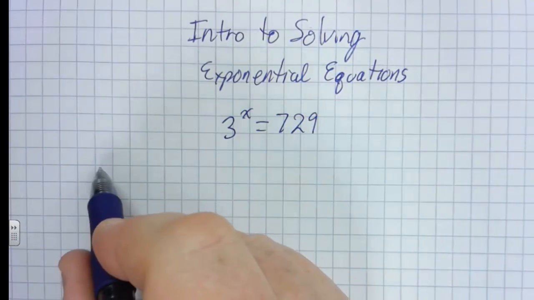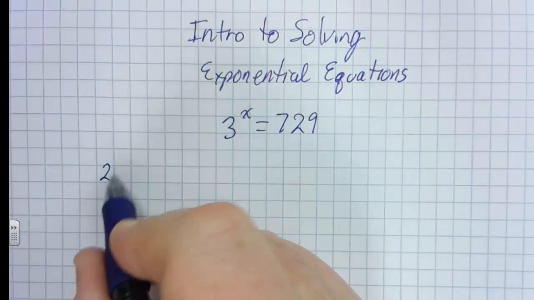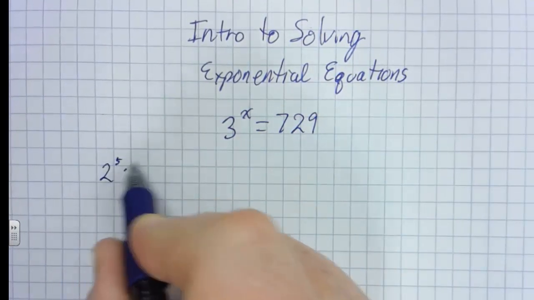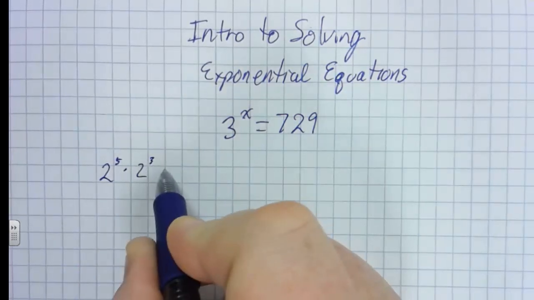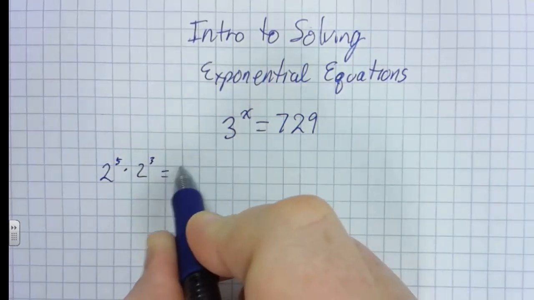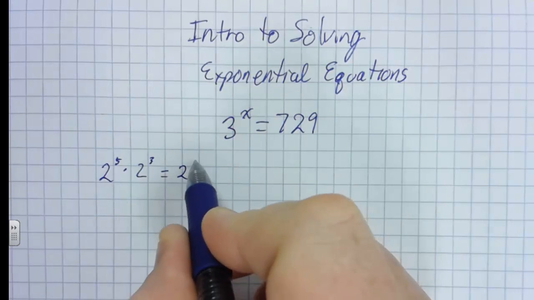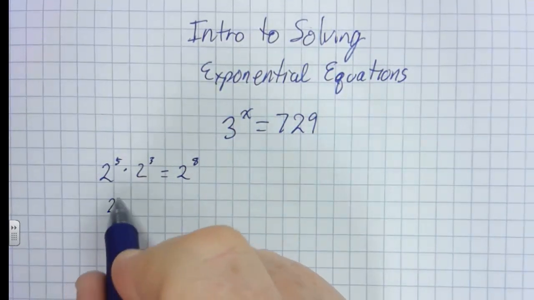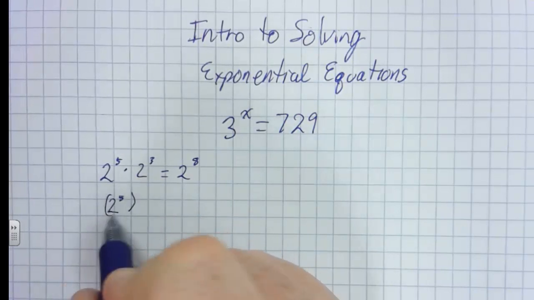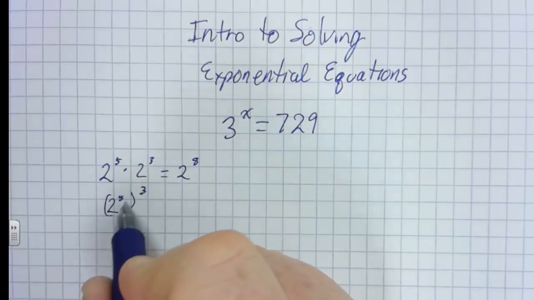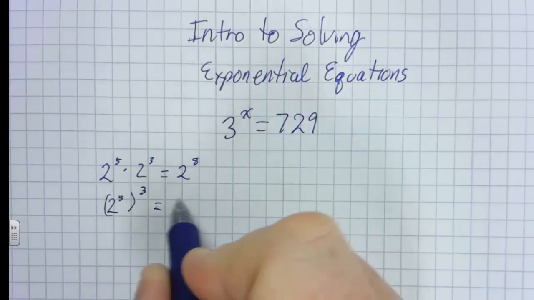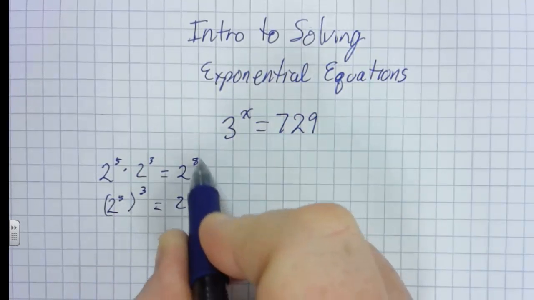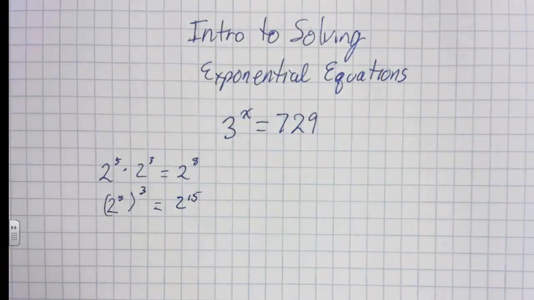Some of those rules are, for example, if I have 2 to the 5th power and I times it by 2 to the 3rd power, then that would equal 2 to the 5 plus 3, or 8th power. Compare that to 2 to the 5th power raised to the 3rd power. So 2 to the 5th raised to the 3rd is going to give you 2 to the 5 times 3, which is 2 to the 15th. Because we'll be using some of these properties in later videos, you've got to know these properties pretty well.